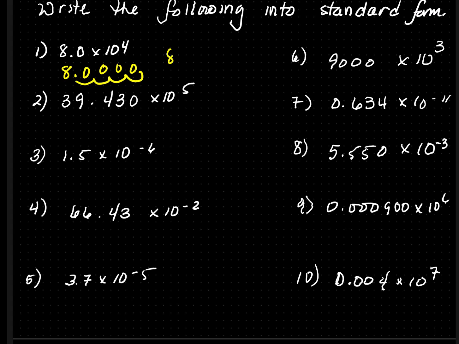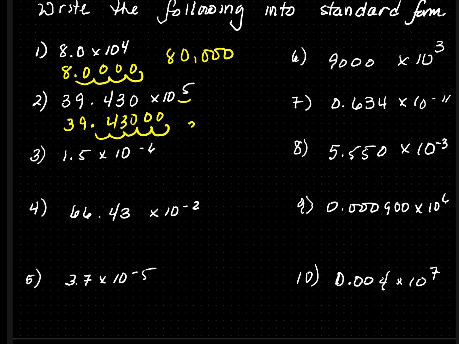So now I need to rewrite the answer. So this is 80,000. On number 2, we have 39.430 times 10 to the 5th. This is a positive exponent, so we know it's going to be a large number, and we need to move the decimal to the right 5 times. So if I locate the decimal, it is given to you, and I need to move it 5 times. 1, 2, 3, 4, 5. All the empty spaces, we must add zeros.